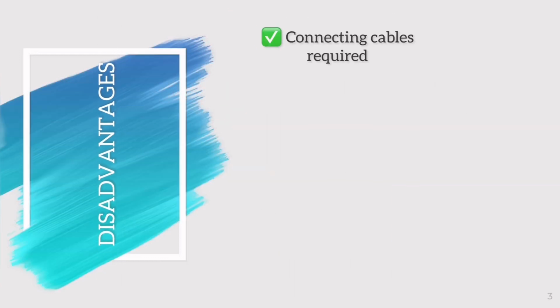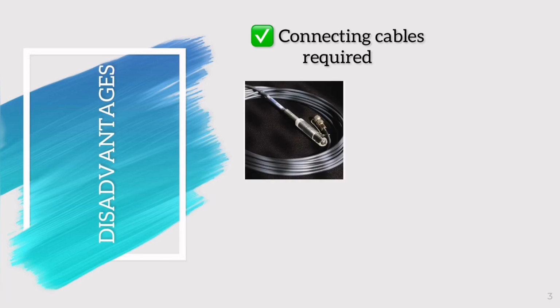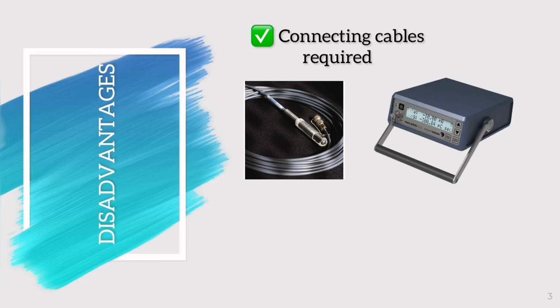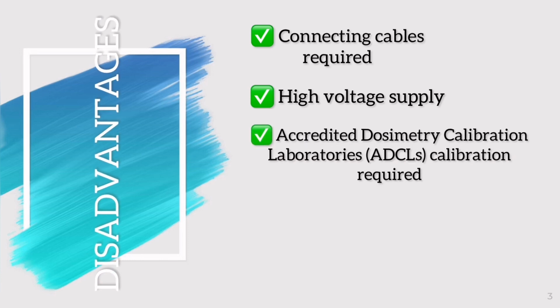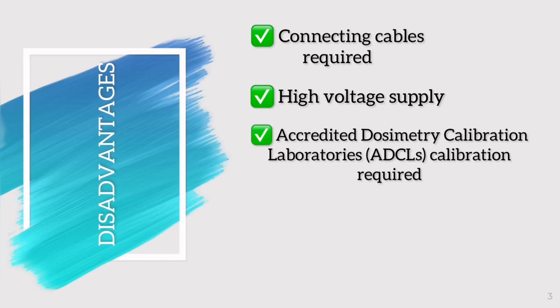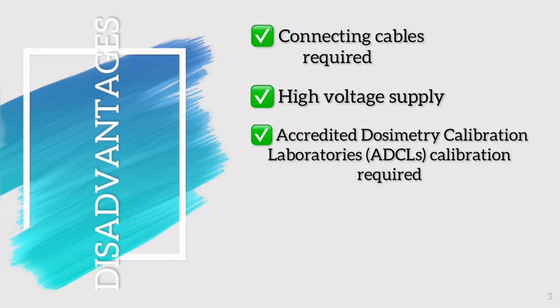For the disadvantages, the ion chamber requires connecting cables, which means extra cables are needed to connect the ion chamber to the electrometer, and it needs a high voltage supply. Next, accredited dosimetry calibration laboratories (ADCLs) calibration is required to calibrate the user's ionization chambers against the national reference standards, for clinics to calibrate the higher energy photon and electron beams of the linac.